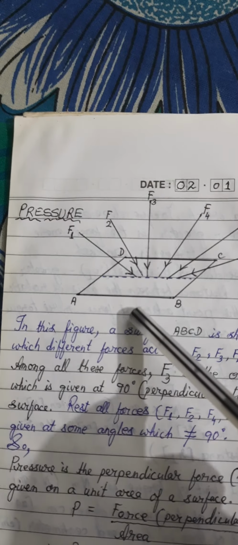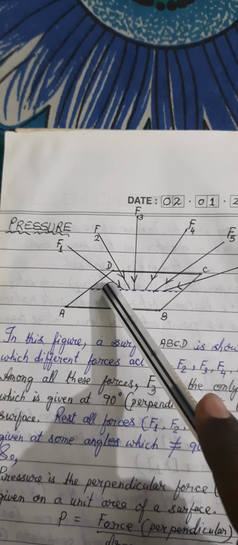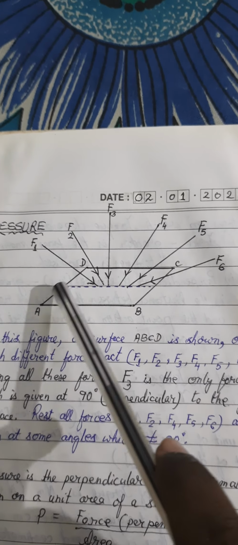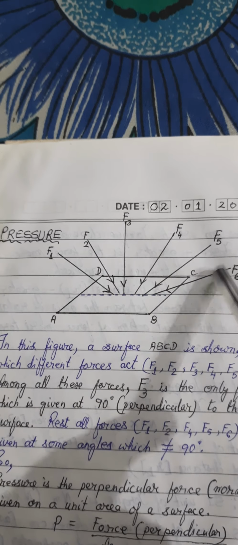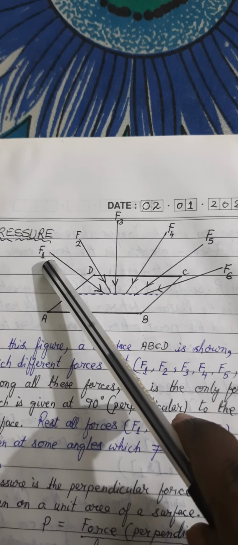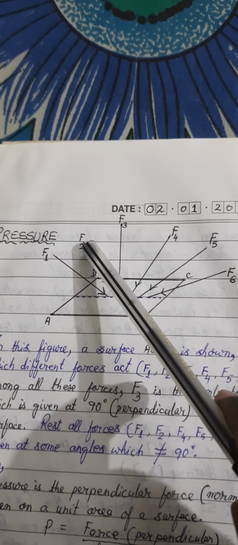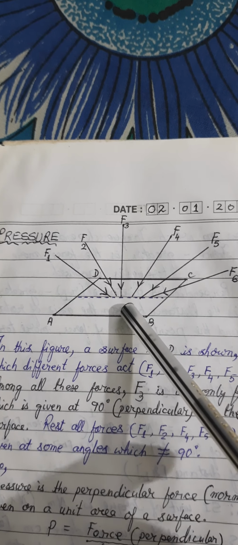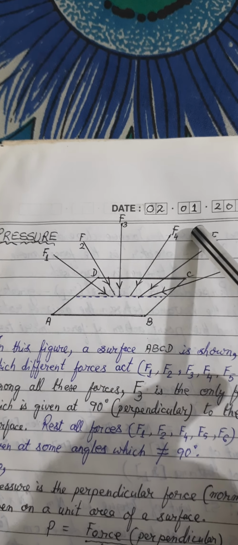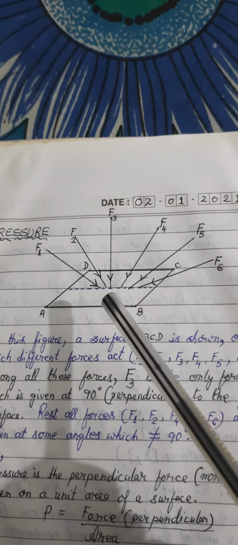Now to understand this I have given here a diagram. Here is a body, the surface of the body, and in this body I have drawn a few lines. Each of these lines represents a force. F1, this is the line in which the first force F1 acts. F2, this is the line in which the second force acts. F3, this is the line in which the third force acts. Similarly, F4, F5 and F6. These are the different forces which act on this particular body.